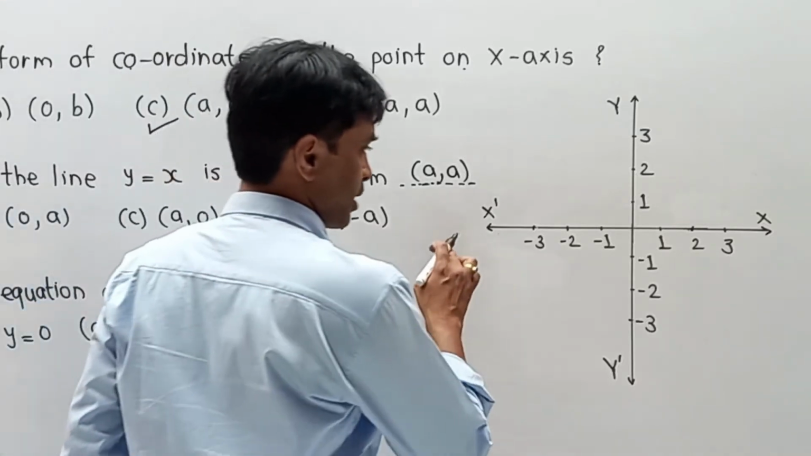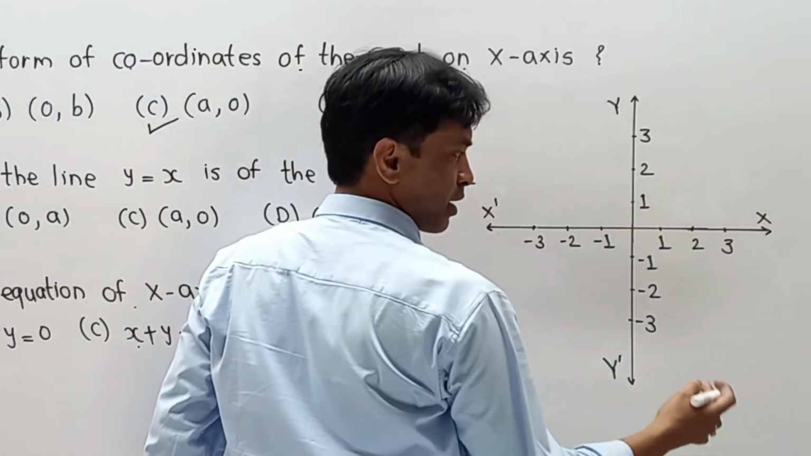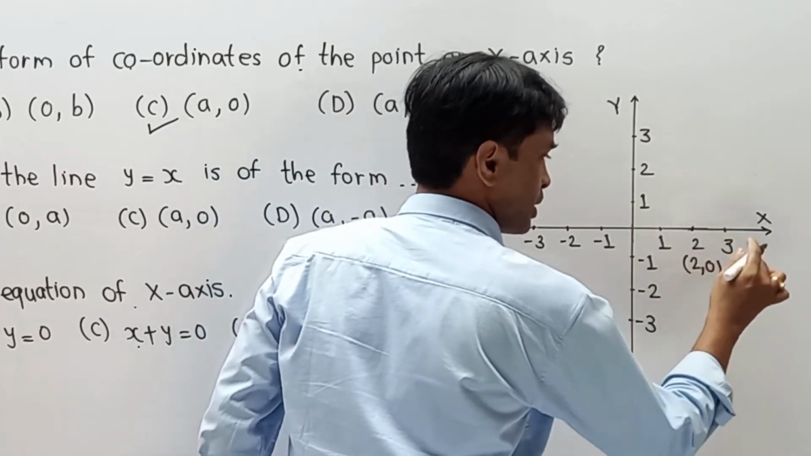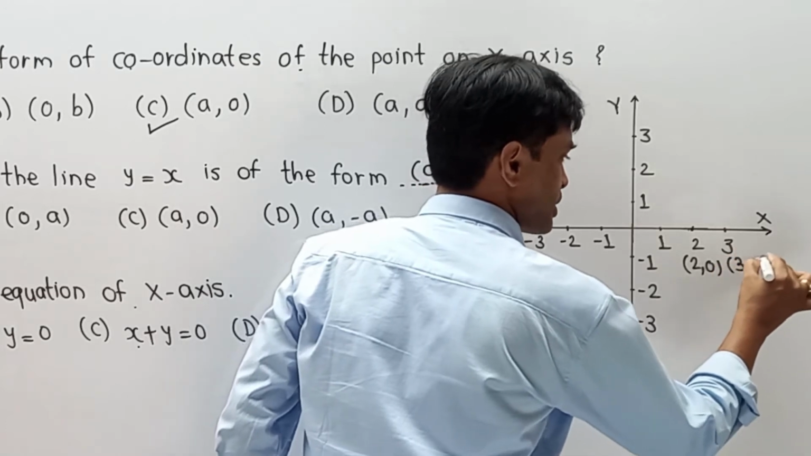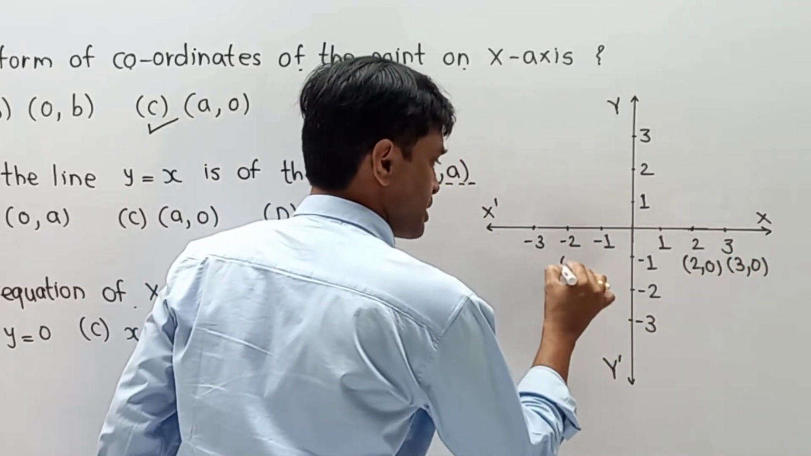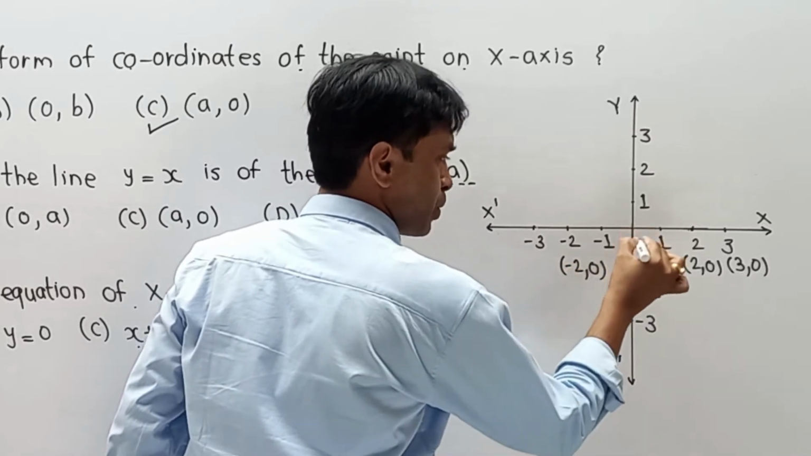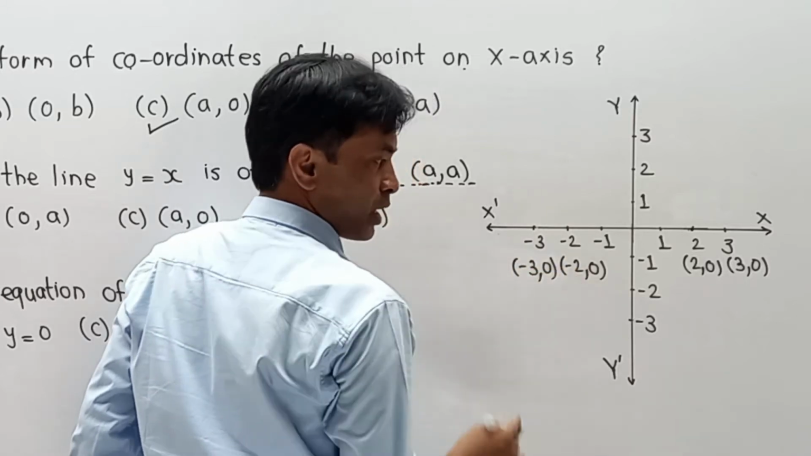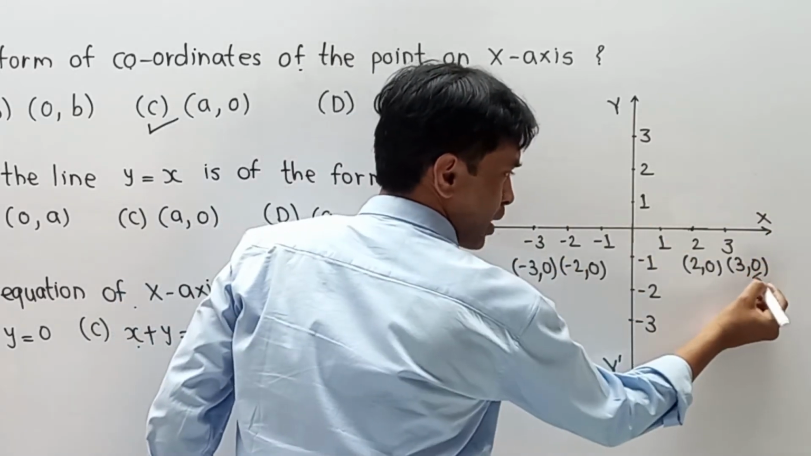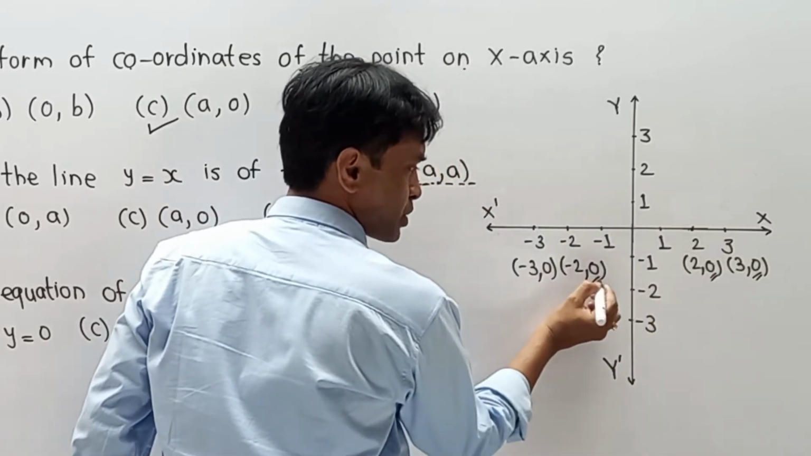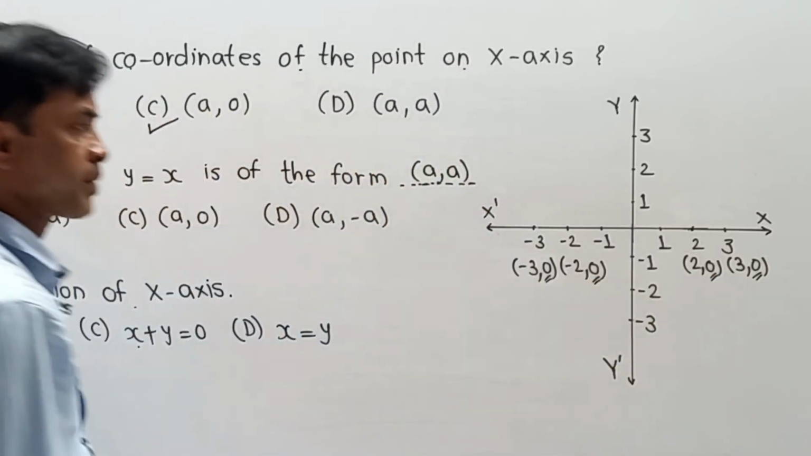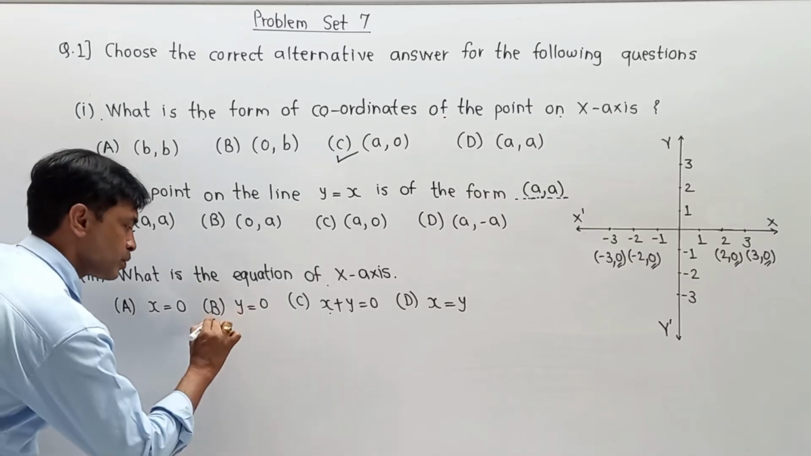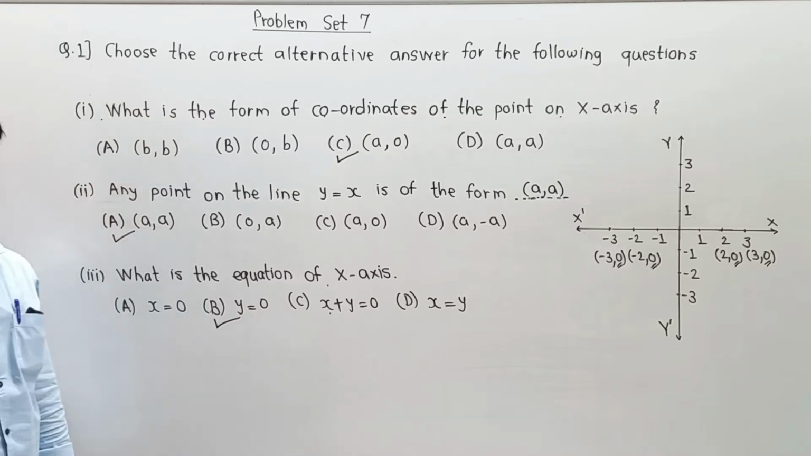Coming to the equation of x-axis. Let us say this is point 2, but its coordinate is (2, 0). This is 3, so its value is (3, 0). It is minus 2, so it is (-2, 0). Or the origin O, (0, 0). Or this is (-3, 0). If you take any point on the x-axis, its y coordinate is 0. This means the equation of x-axis is y is equal to 0. So our answer B is correct.